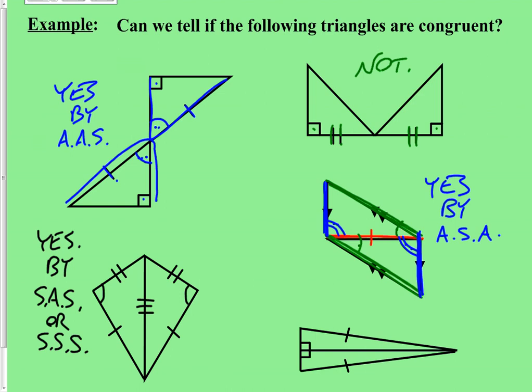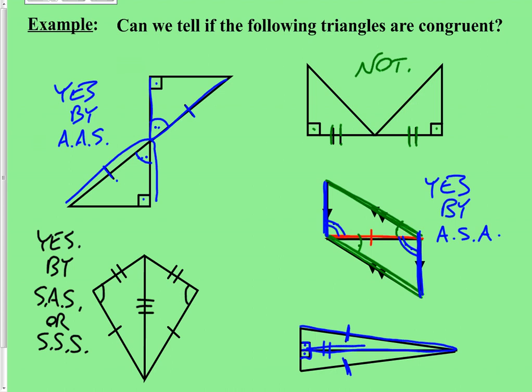Okay, so let's check one more. This one at the lower right. Well, we have one set of sides congruent, obviously, with the tick marks. We have one set of angles congruent with the right angles in there. And we do have a second set of sides congruent inside there. Now, if you look at the information that you do have in the order that you have it, you have a set of angles, then a set of sides, then another set of sides.